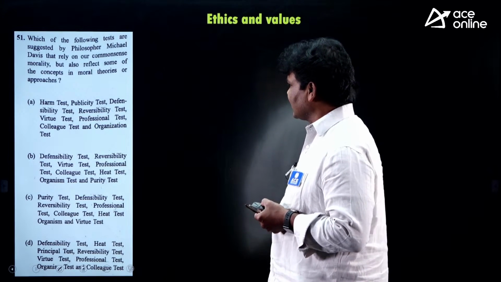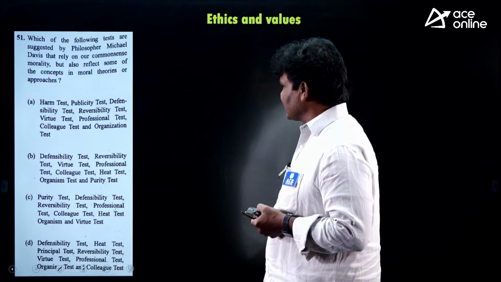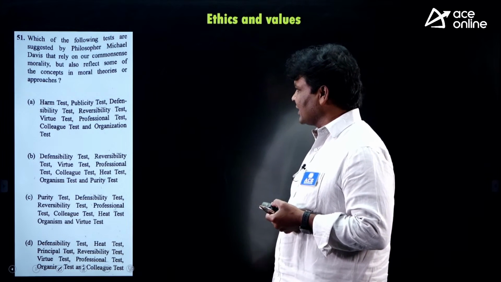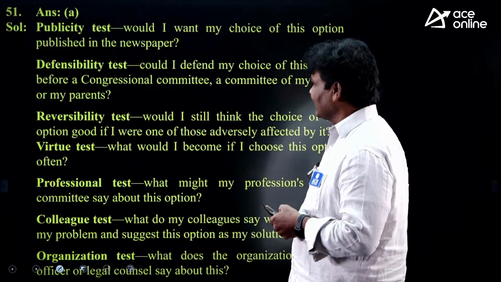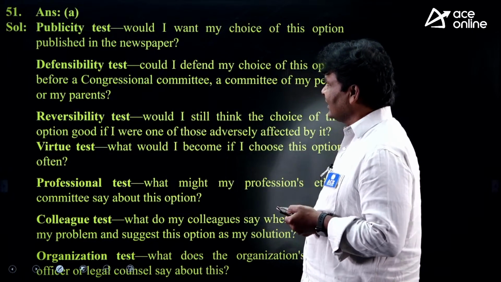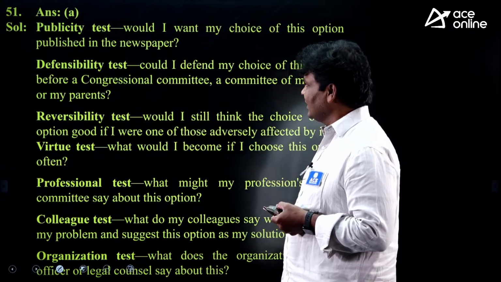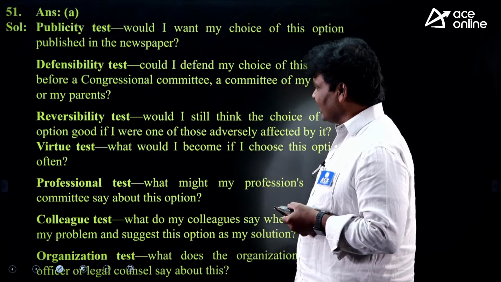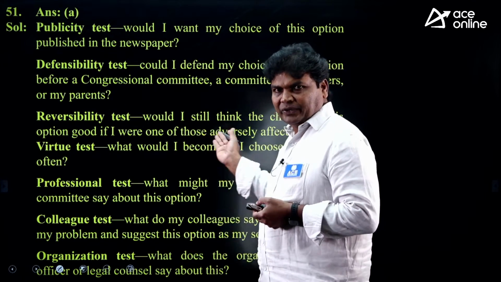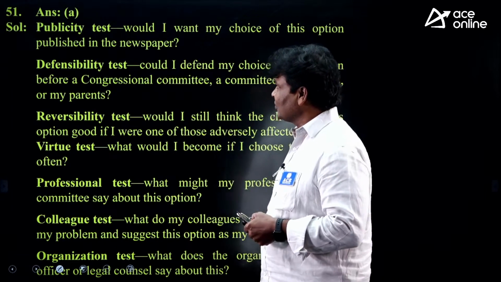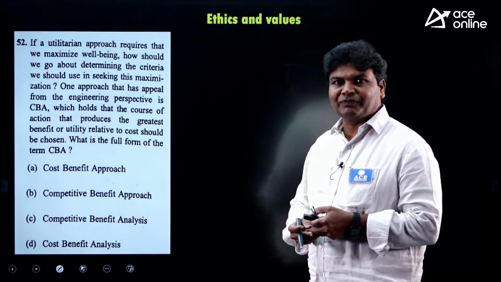Harm test, publicity test, defensibility test, reversibility test, virtue test, professional test, colleague test and organizational test. So here is the answer I have given. You can look into that. Answer A: publicity test, defensibility test, reversibility test, professional test, colleague test and organizational test. You can go through the complete details of this one, students. And the next question, 52.